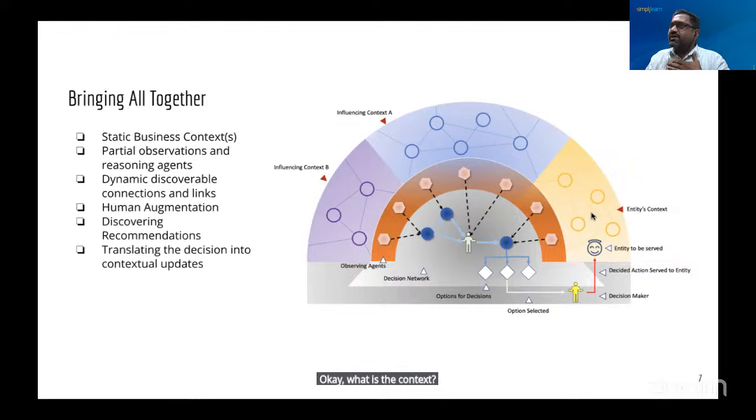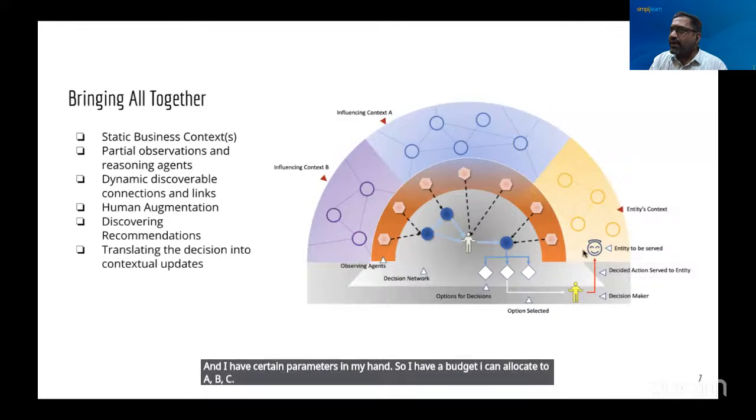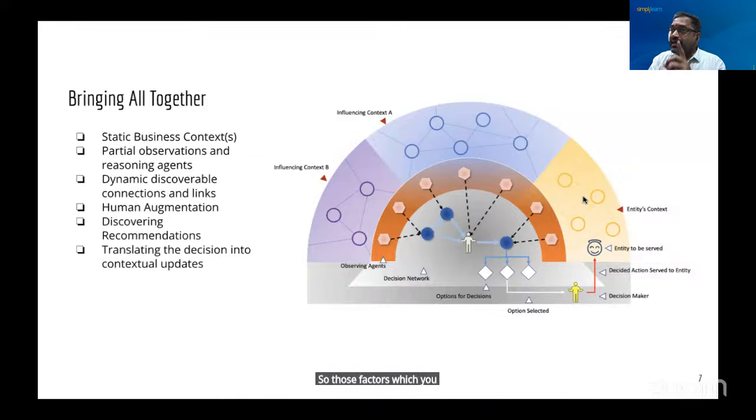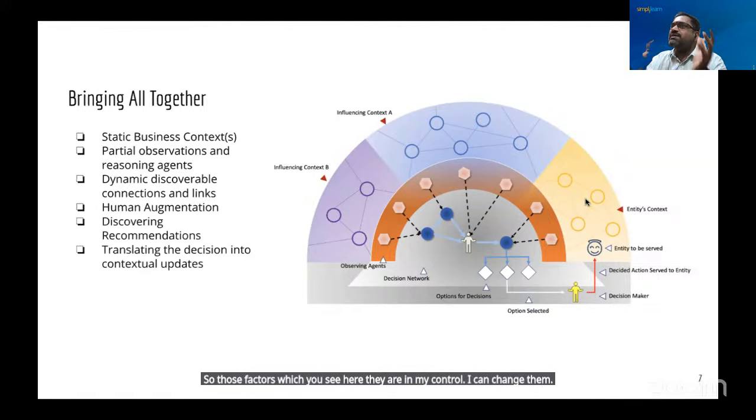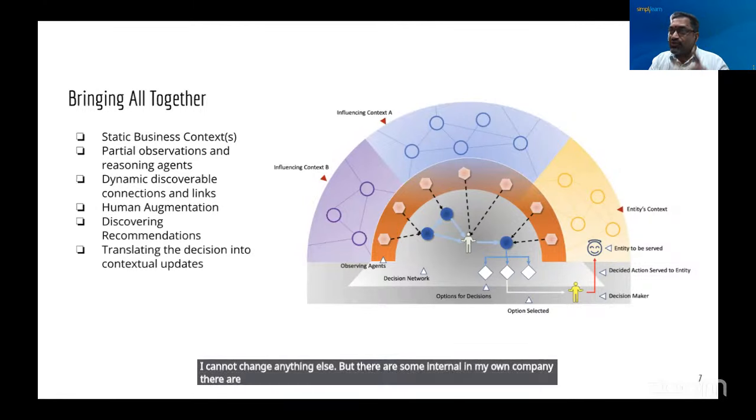If I am the decision maker and I have certain parameters in my hand, so I have a budget, I can allocate to A, B, C. Those factors which you see here, they are in my control. I can change them. That is something called decision context. I can only change them. I cannot change anything else. But there are some internal factors in my own company. There are different decision makers who are taking decisions, but they impact my decisions.